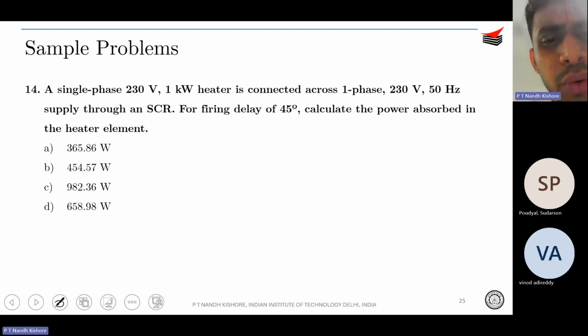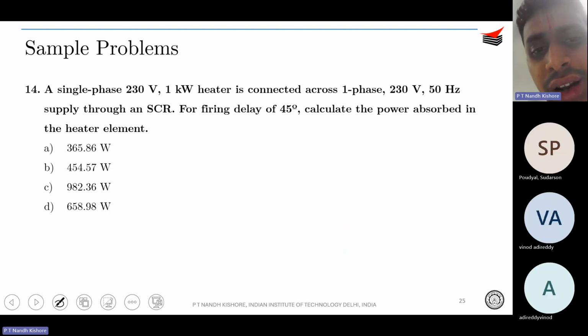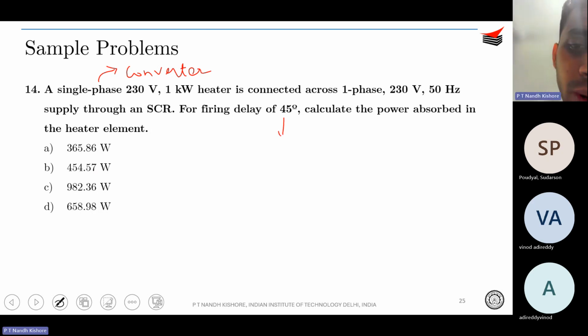A single phase 230 volt 1 kilowatt heater is connected across a single phase 230 volt 50 hertz supply through an ACR. For a firing angle delay of 45 degrees, calculate the power absorbed in the heater element. Okay, so it's a single phase converter. I think there is a typo over here. A single phase full converter. Okay, so for firing angle alpha of 45 degrees, calculate the power absorbed in the heater element.